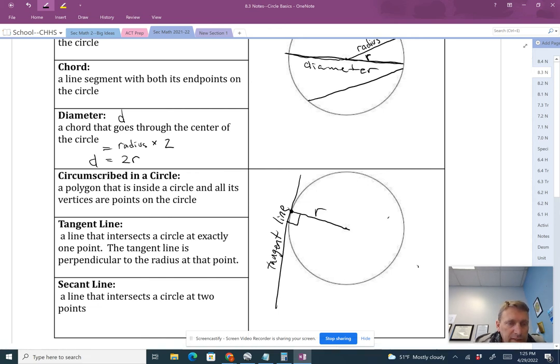A secant line is a line that intersects a circle at 2 points. So if we have a line that goes through, not a chord that stops on the circle, but actually a line, and it crosses through at 2 points, then that is said to be a secant line.